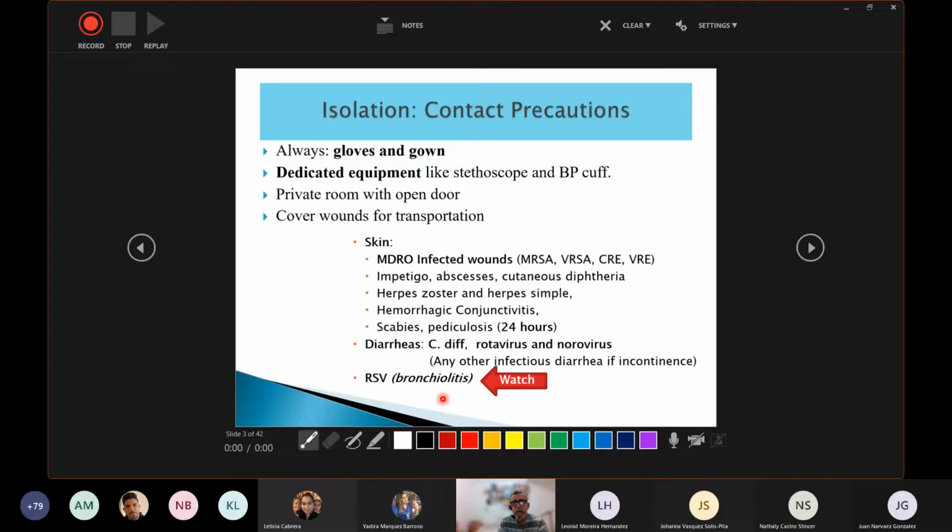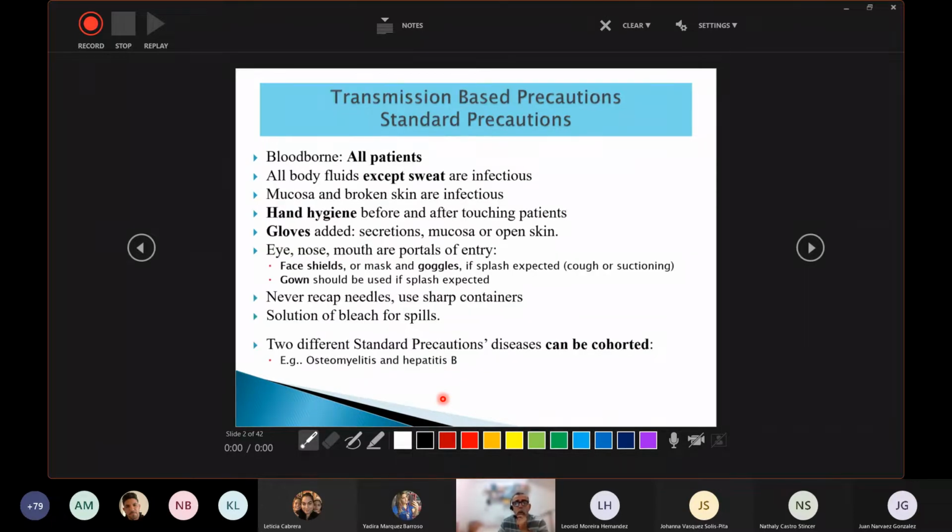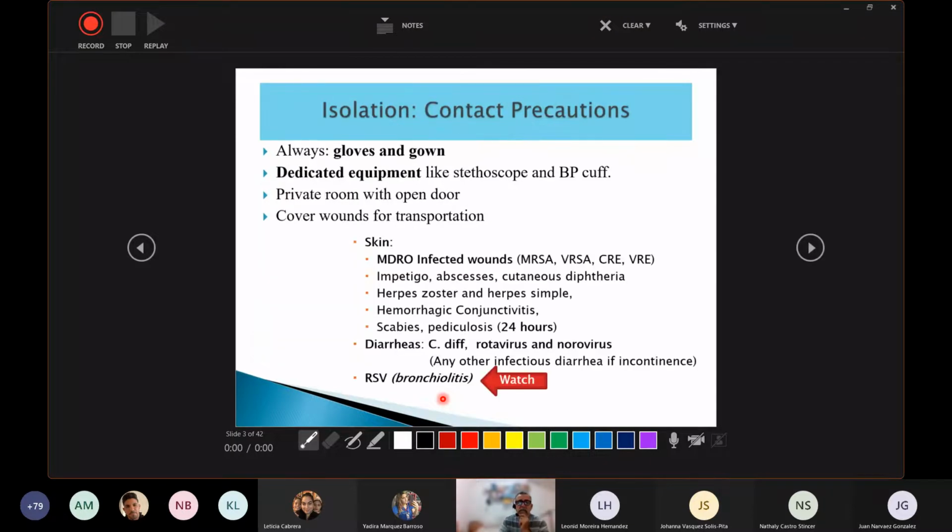I will publish this because I was trying to summarize this. So please understand that for cohorting, only pure standard infectious diseases. And the only disease in NCLEX that requires isolation that can be cohorted, two or more clients in the same room, is RSV bronchiolitis. Period.